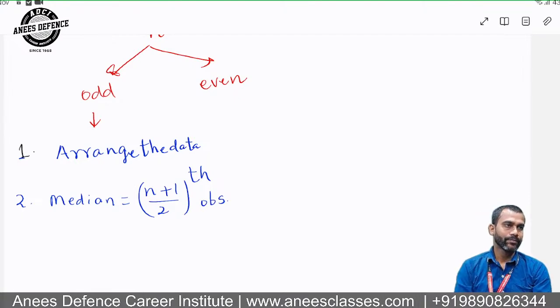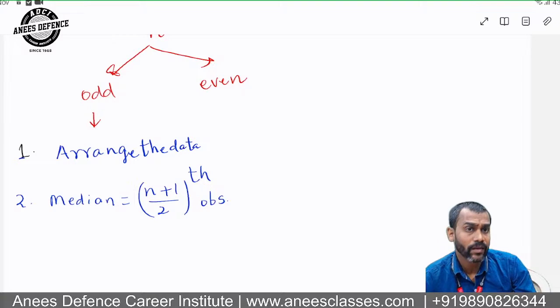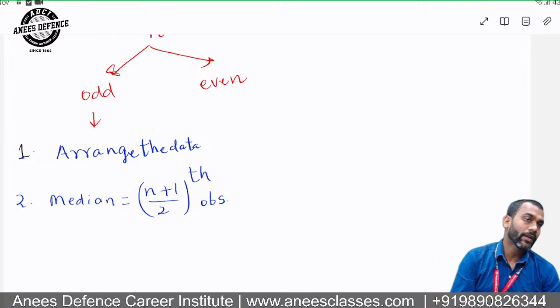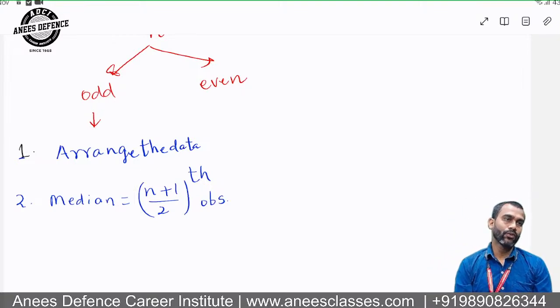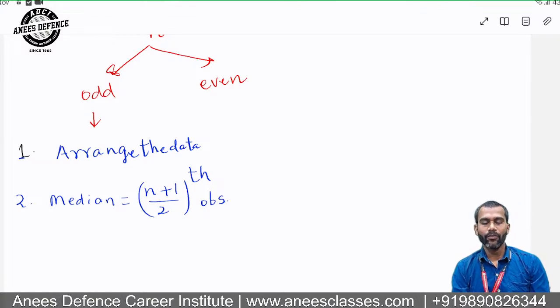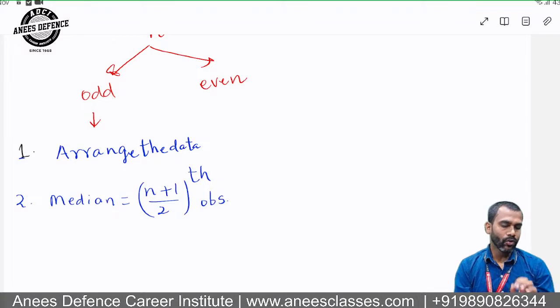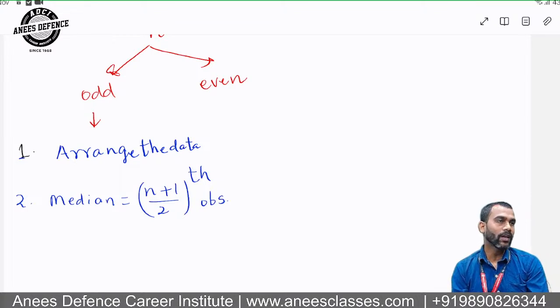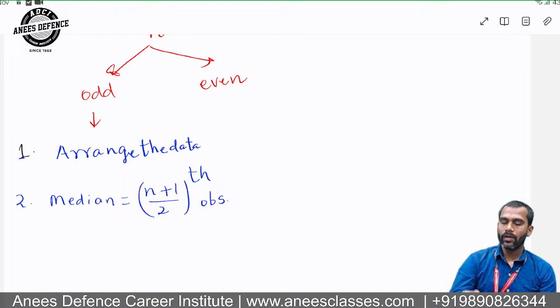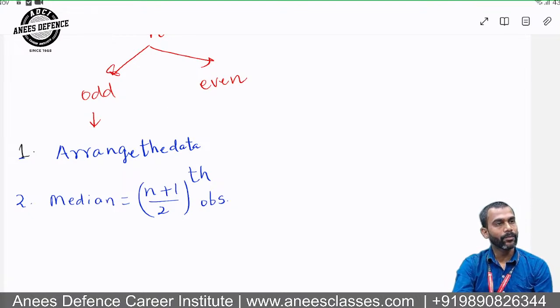That would be the median. Suppose the number of observations is 7. So 7 plus 1 is 8, divided by 2, so the fourth observation will be your median. So can I say if the number of observations is odd, the median will surely be among the observations? Yes or no? Now, if the number of observations is even, what do we have to do?